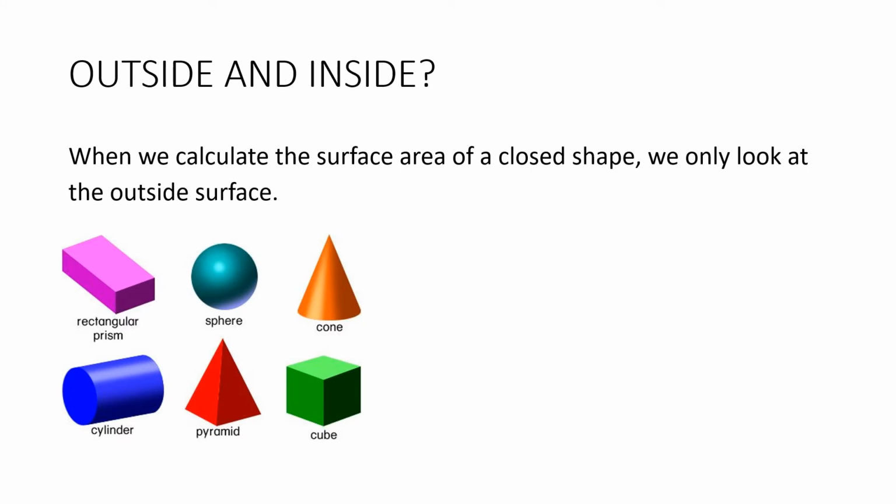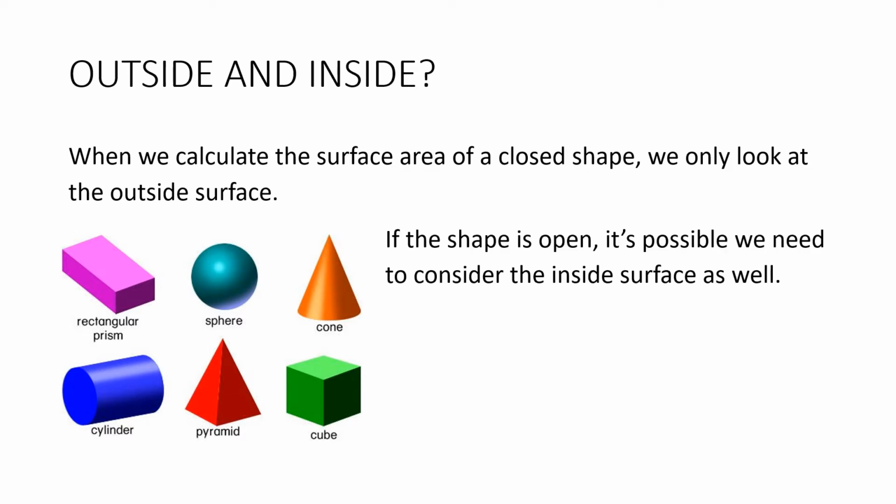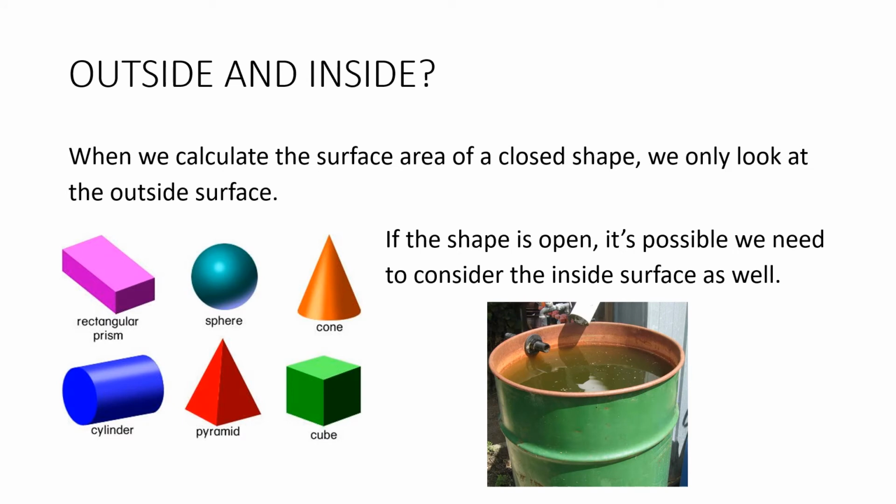Now this might have occurred to you. When we calculate the surface area of a shape, do we only do the outside or do we do the inside as well? Depends on the question. If we're calculating the surface area of a closed shape, then we only look at the outside surface, like those particular shapes there. But if the shape is open, then it depends on the question. It's possible we'll need to consider the inside surface as well. Usually they will tell you. So we did a question in the last video where we looked at rust proofing this cylinder, and we had to do the inside and the outside. So just read the question carefully.